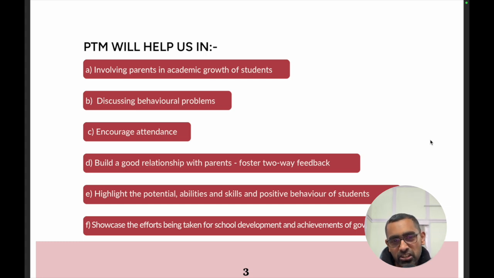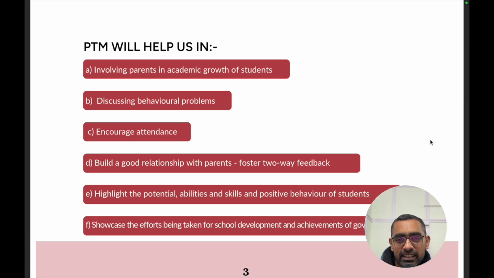Build a good relationship with the parents. It's very important. The parents should feel that they are being welcomed into this school family, and they should see what all efforts are being put by the school for their child. So that's very, very important, and they can only get an opportunity to see this in the PTMs, because they cannot come to the school every day. They don't have access to what's happening in the school. So it's very important that they come to these PTMs and see what's happening.